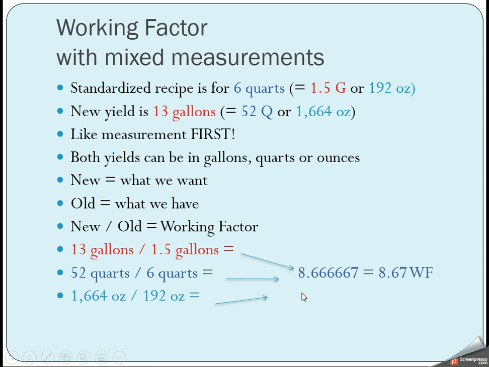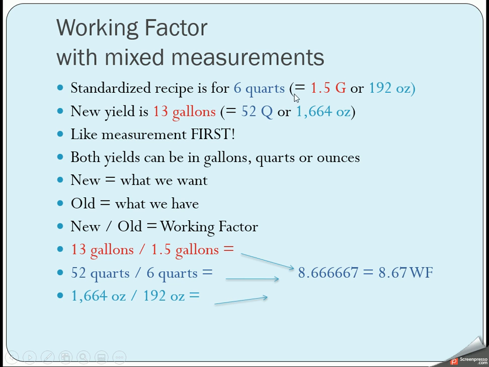For the next problem, this is a mixed measurement. So say, for example, our recipe is for 6 quarts, and we want to make 13 gallons. All right? 6 quarts or 13 gallons. So as I've told you before, the first step is to make everything into like measurement. So we either need to make everything into quarts, everything into gallons, or everything into ounces.